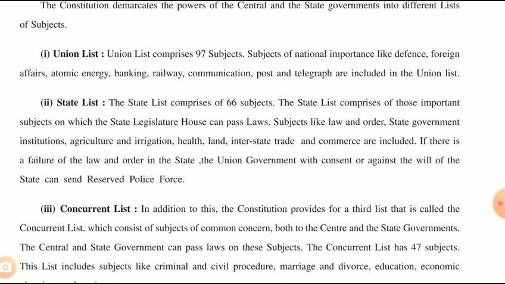If there is failure of the law and order in the state, the union government, with consent or against the will of the state, can send reserved police force.